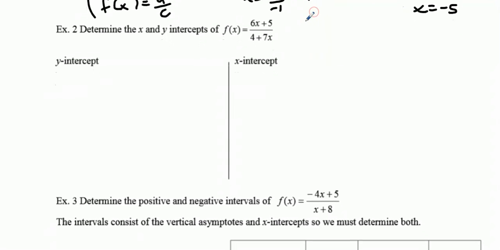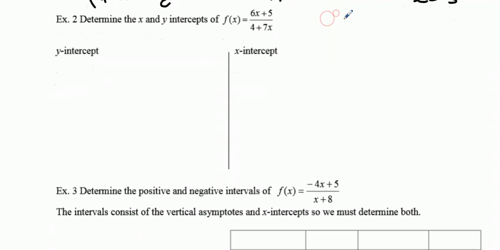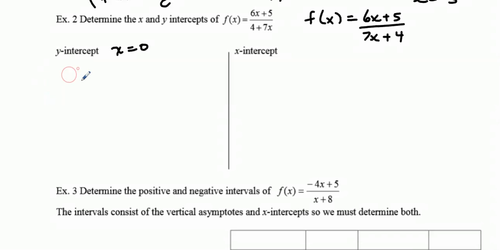Let's do example 2. It says determine the x and the y intercepts of this function. And again, linear over linear. Be careful. If you want to put it in the form ax plus b over cx plus d, then you need to rearrange this. So it's 7x plus 4. The y-intercept occurs where x equals 0, of course, and the y-intercept then is just going to be this 5 over 4, right? Because when we put 0 in here and here, it's just 0.